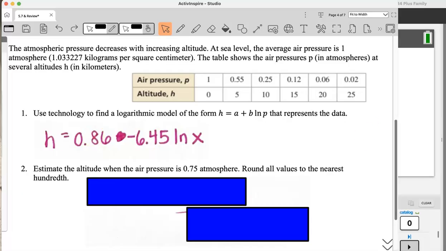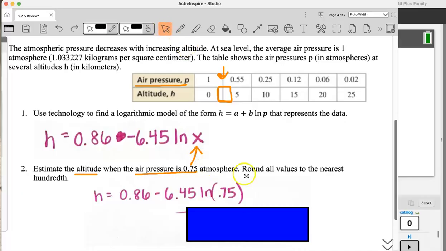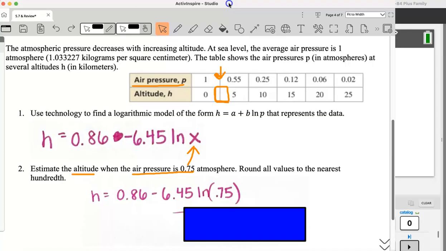Now again, if you have a model, you can predict another number. So it says estimate the altitude when the air pressure is 0.75 atmosphere. So I am looking at air pressure because it's in atmosphere. So 0.75 would roughly be right here. So I'm predicting the altitude is somewhere between 0 and 5. So let's see if that is true. This 0.75 is an x value, so I'm going to substitute it in for my x value. So you type that in the calculator, and then that would tell you the altitude or height.